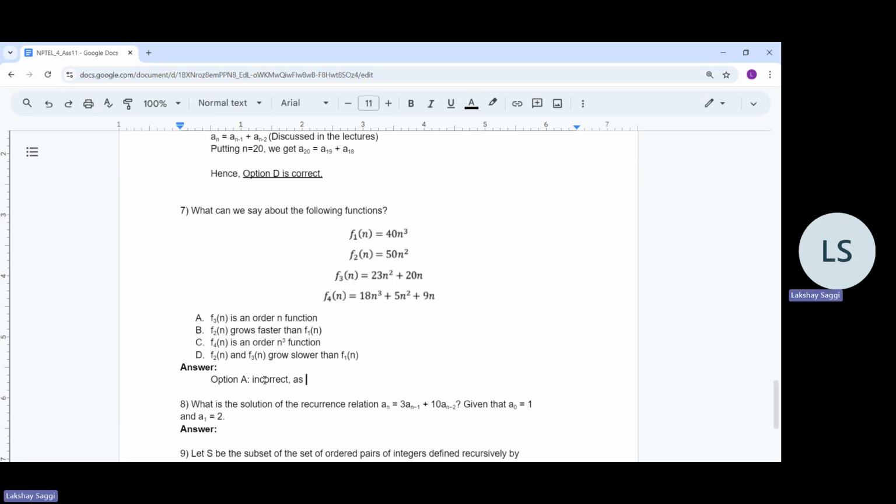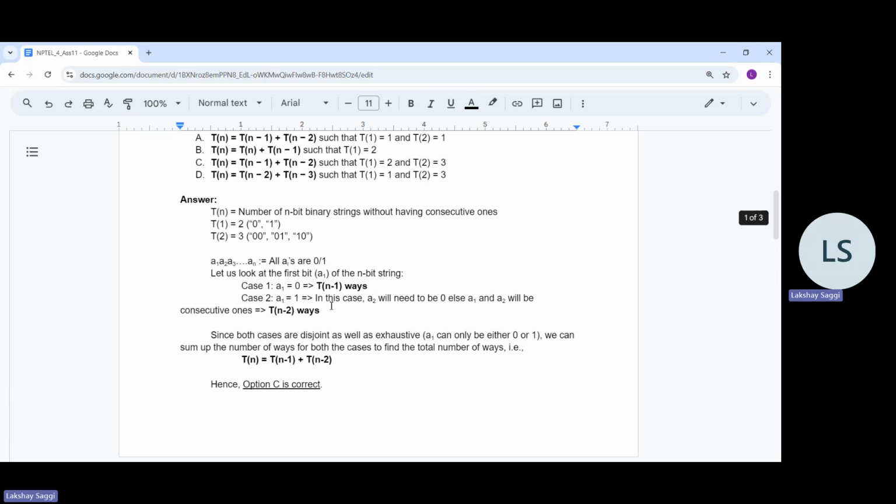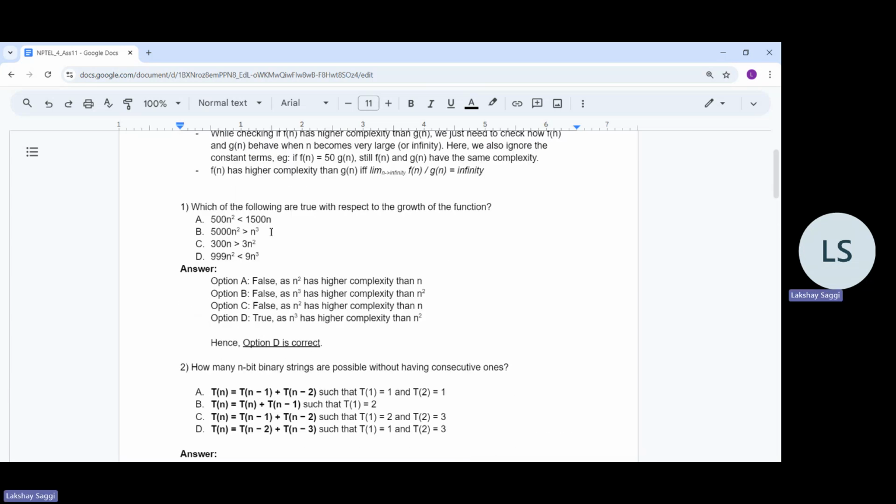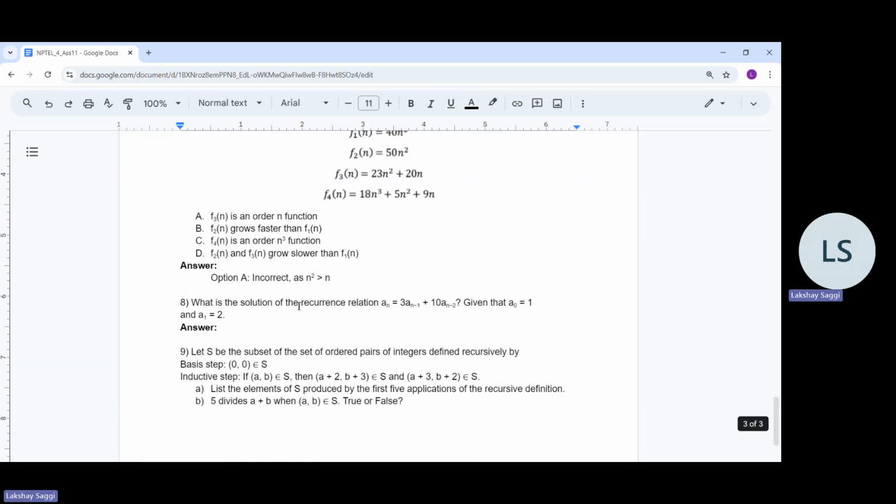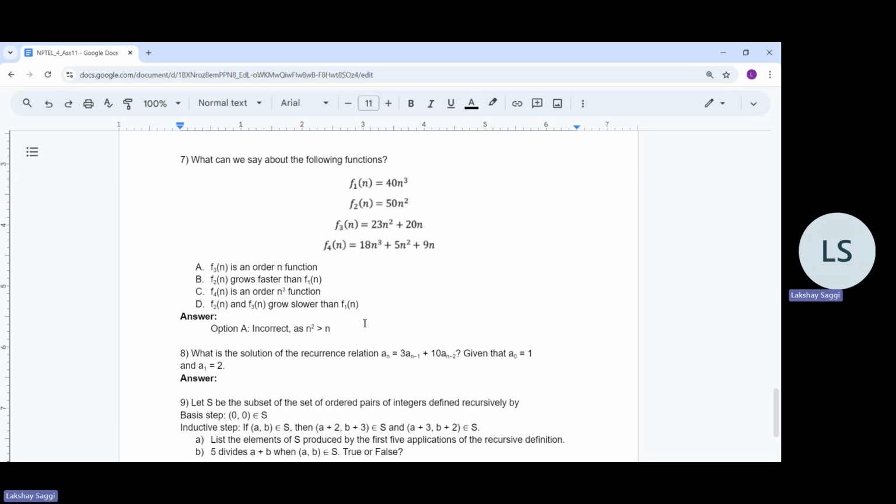This is because n square is greater than n. Note that by greater than I do not mean explicitly greater than as in inequalities. What I mean is that n square has a higher complexity than n, like we discussed in the first question. Similarly, for this greater than or less than, I mean that n square has a higher complexity than n. That's why option A is incorrect.